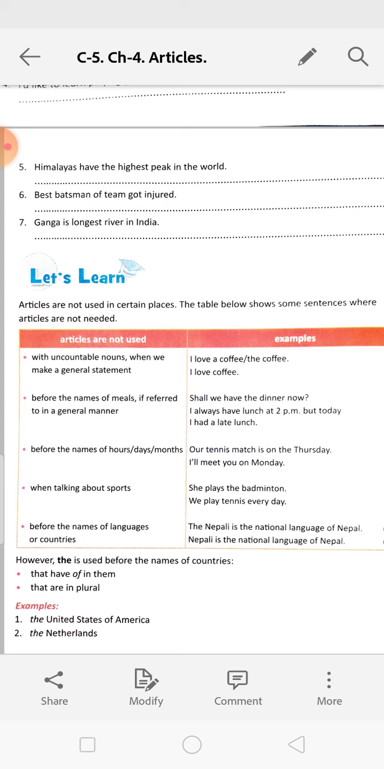Before the names of meals, if referred to in a general manner. If we are talking about any meal, that means lunch, dinner, anything, but in a general manner, then we will not use articles over there. I always have lunch at 2 p.m. but today I had a late lunch. And another one, the upper one: Shall we have the dinner now? No, it is wrong. Shall we have dinner now? We have to say like this. I always have lunch at 2 p.m. but today I had a late lunch. This one is the correct answer.